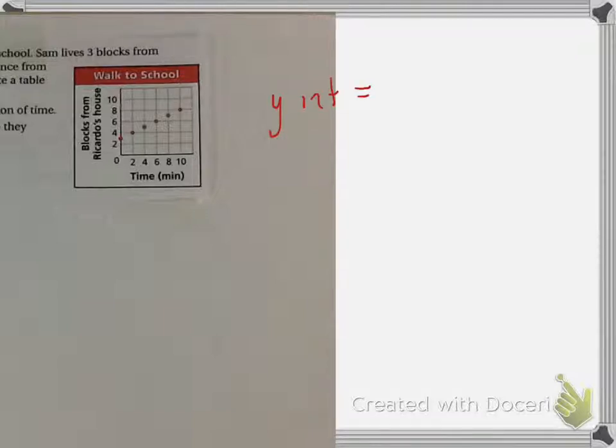You can pause it if you want. Well, the y-intercept's about 3. Okay, and we can see that right there. And then what if I asked you, what is the slope? Well, the slope looks like it's up 1 over 2.